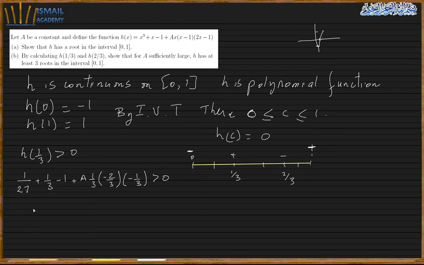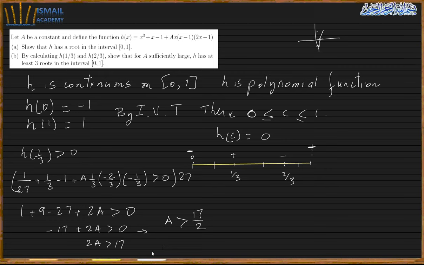Now I make common denominators. The common denominator is 27, so I multiply both sides by 27. Here I will have 1 plus 9 minus 27 plus 2a, because 3 times 3 times 2 is 27, so it cancels out, greater than 0, because 0 times 27 is 0. Now this is minus 17 plus 2a greater than 0, so 2a should be greater than 17. If I add 17 to both sides, then divide by 2, a must be greater than 17 over 2.